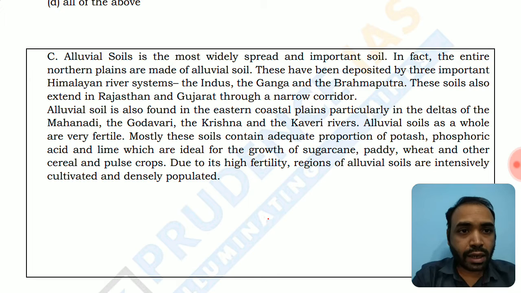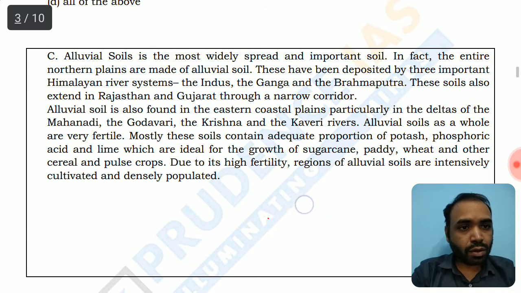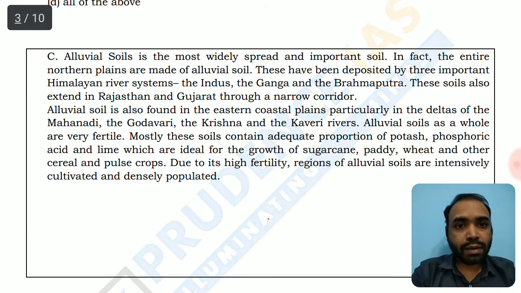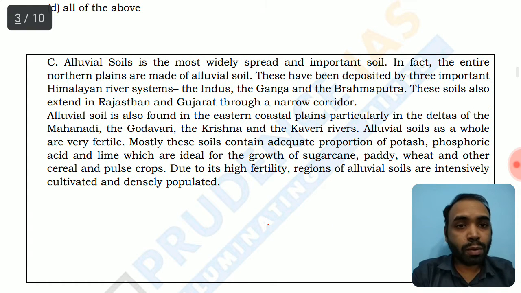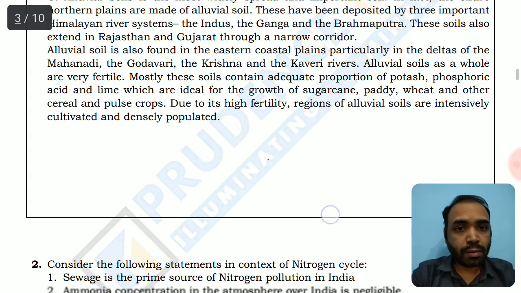Mostly these soils contain adequate proportion of potash, phosphoric acid, and lime, which are ideal for the growth of sugarcane, paddy, wheat, and other cereal and pulse crops. Due to its high fertility, the regions of alluvial soils are intensely cultivated and densely populated. So they are cultivated intensely and they are populated densely. The Yamuna Ganga Gangetic Delta is one of the most populous regions of the world just because of these highly fertile alluvial soil deposits.